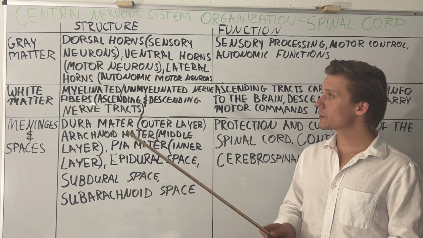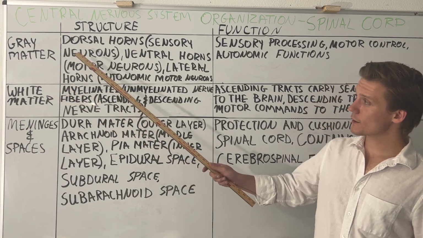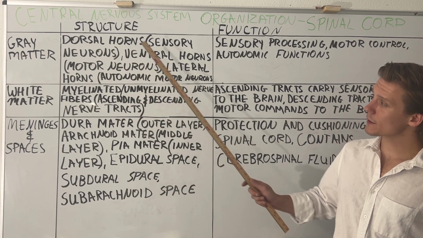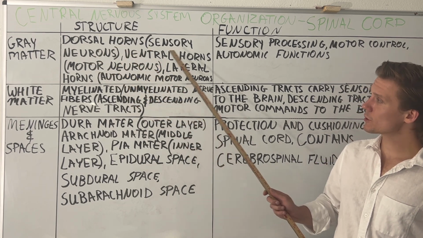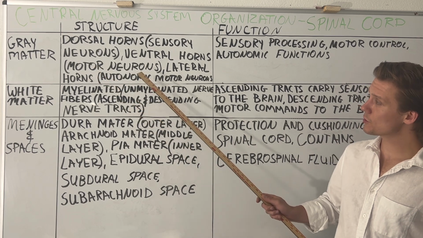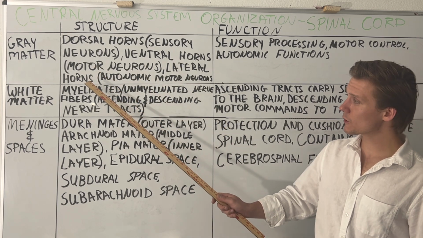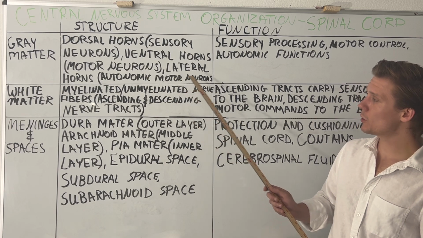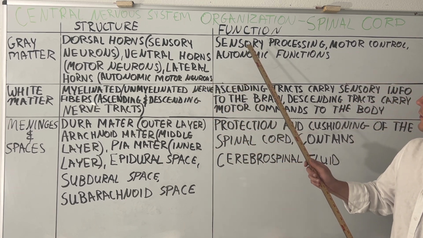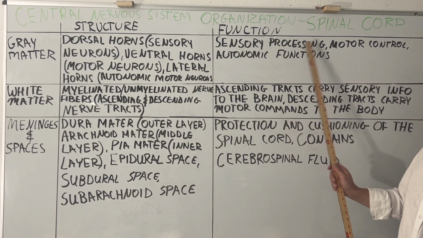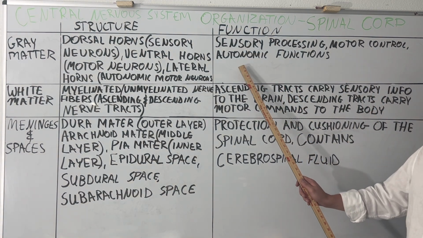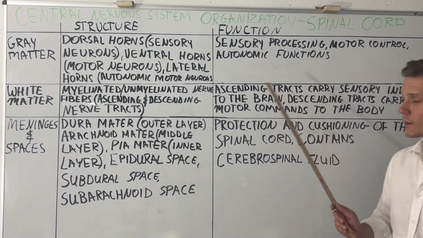Moving on, we have the gray matter, which consists of dorsal horns carrying sensory neurons, ventral horns carrying motor neurons, and lateral horns carrying autonomic motor neurons. And this function is for sensory processing, motor control, and autonomic functions.